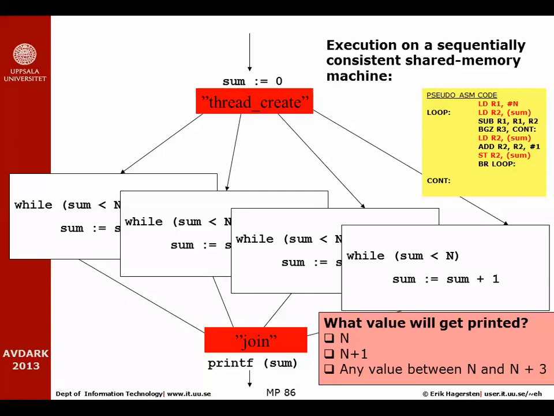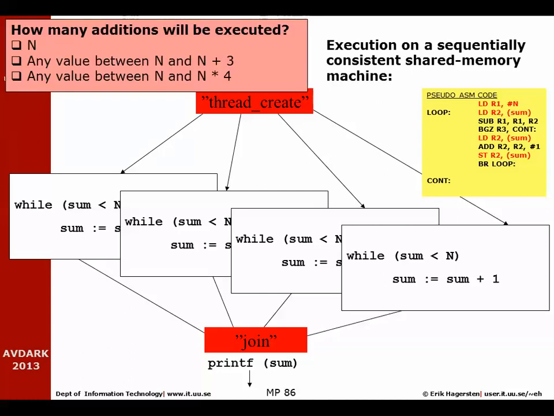So here's another question. How many additions will be performed all together by these 4 threads? The correct answer is any number between n and n times 4. And once more, for that to hold, Murphy has to be involved. So let's say that when sum is equal to 0, all of them start, all of them will load sum equal to 0, and all of them will conclude that they have to go down into the body of the loop.